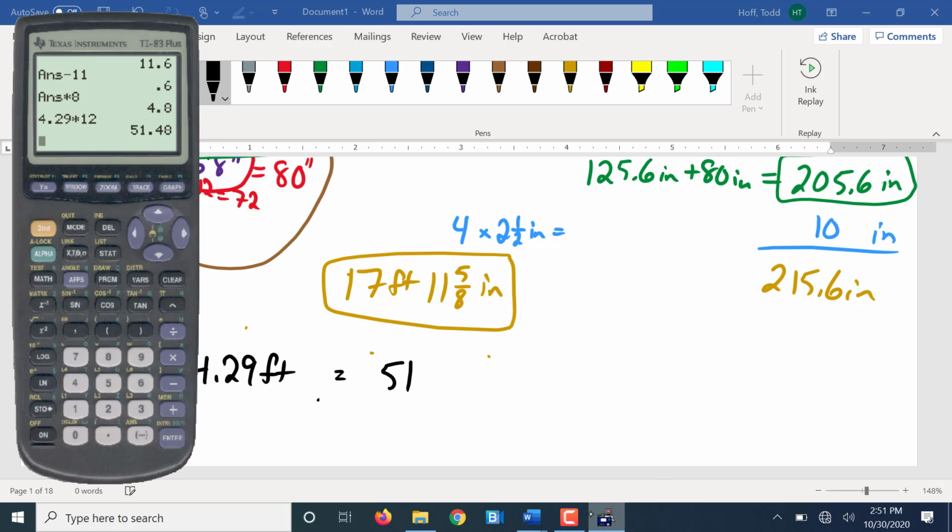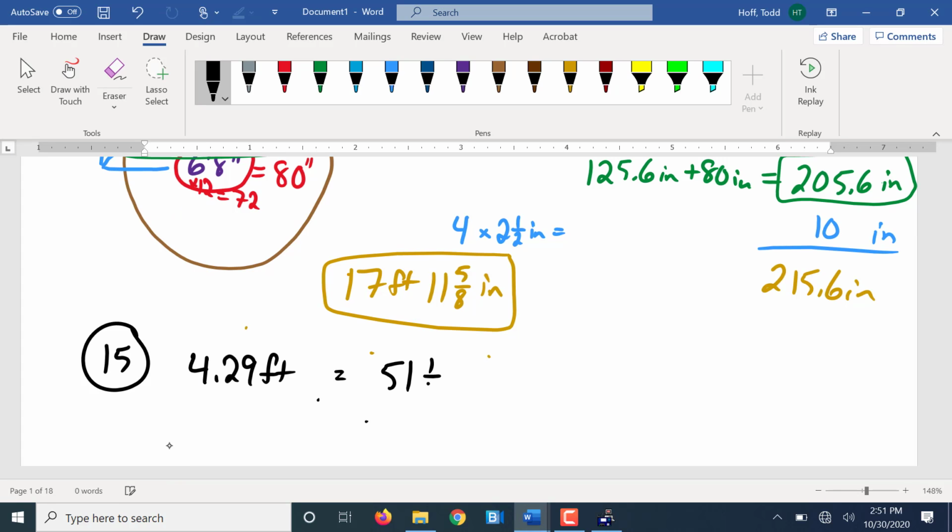What do I have to do with that to get the eighths? Yep, I got to subtract off the 51 and then the 0.48 times 8. So that is how many eighths? 4/8, so 51.5 inches that comes out to be. Any questions there?